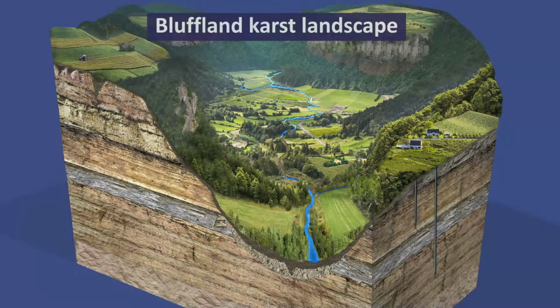In the bluffland karst landscape, an animated cross-section shows a deep valley surrounded by tall bluffs on either side. The valley is wide, with a flat floodplain that includes agricultural and forested land and a stream. The bluff walls are steep and have exposed bedrock outcrops. The bedrock is composed of alternating layers of limestone above a layer of shale. The lowermost rock layer is sandstone.